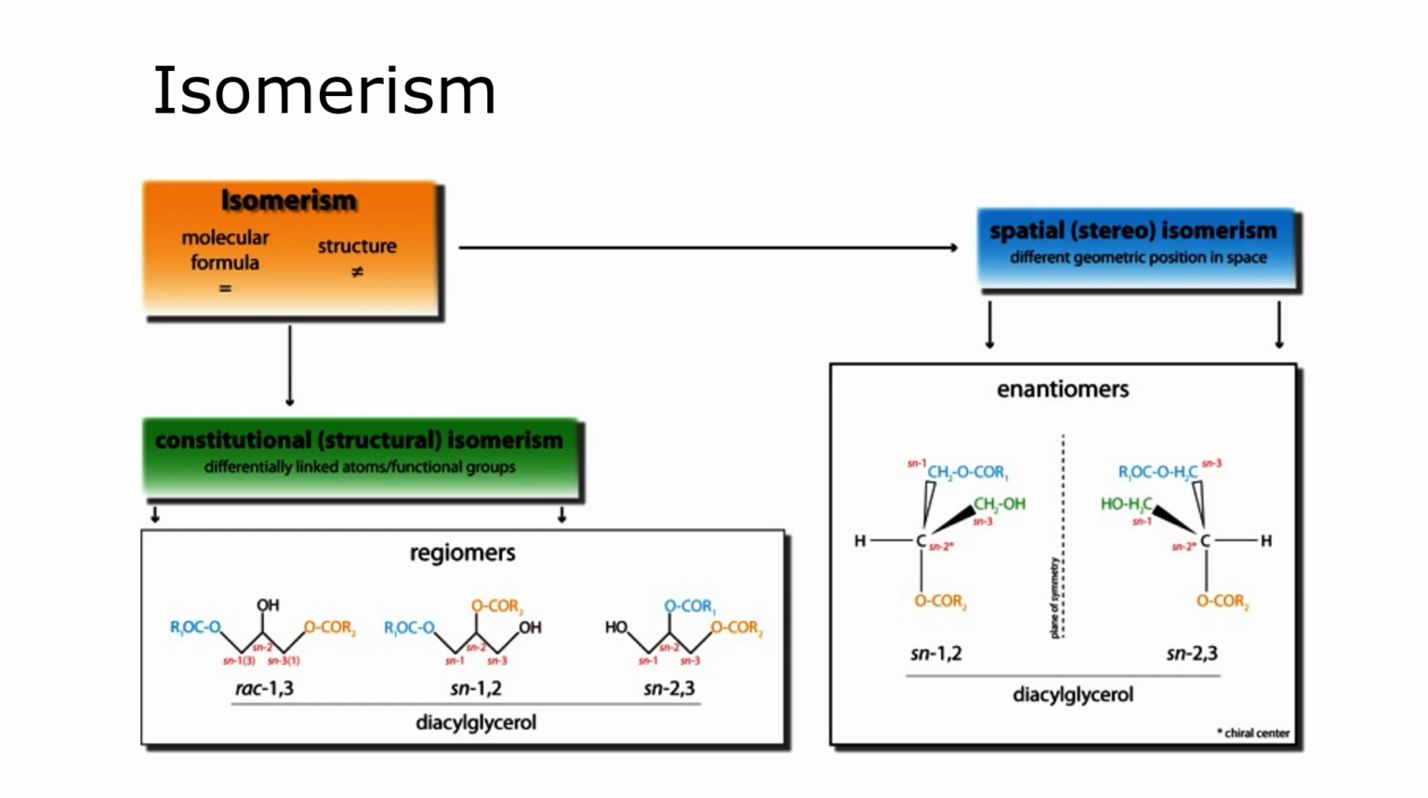And the second type of isomerism is spatial, or stereoisomerism, which means that functional groups take different geometric positions in space. So there are two types of isomers, often called enantiomers. They are SN12 and SN23.